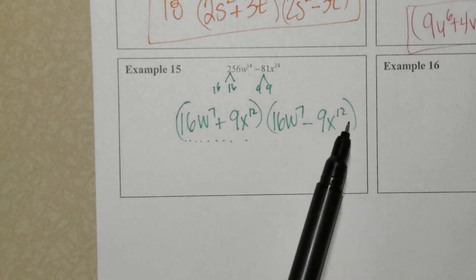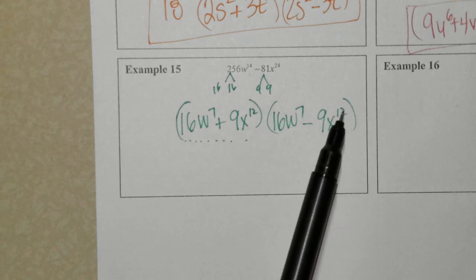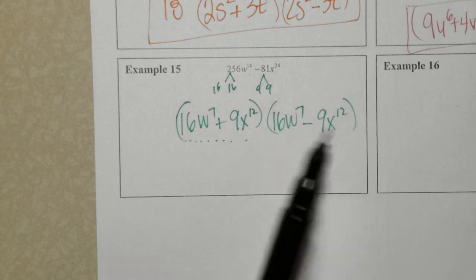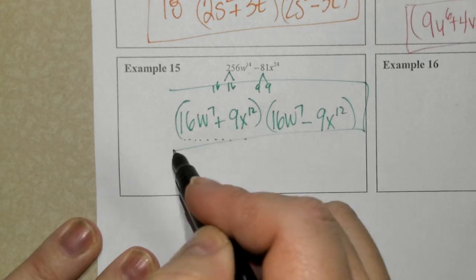16 breaks into 4 and 4, and 9 breaks into 3 and 3. 12 can be divided by 2. Can 7 be divided by 2 to get a whole number? It's the only reason why you can't go any further. Done.